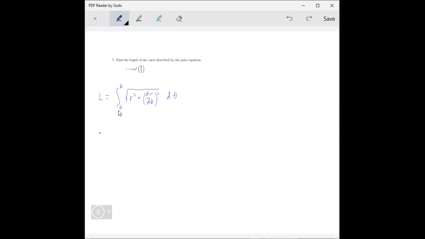Okay, so we have to figure out a few things, like the limits of integration. We have to figure out what dr/d theta is. r is just this, so this is just going to go into here.